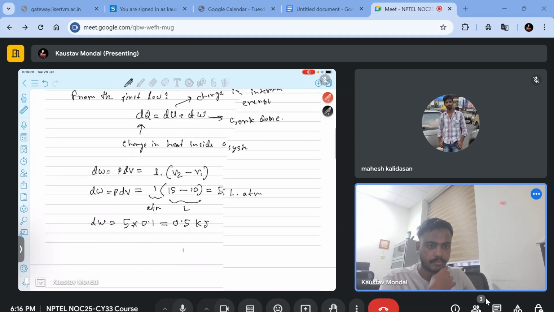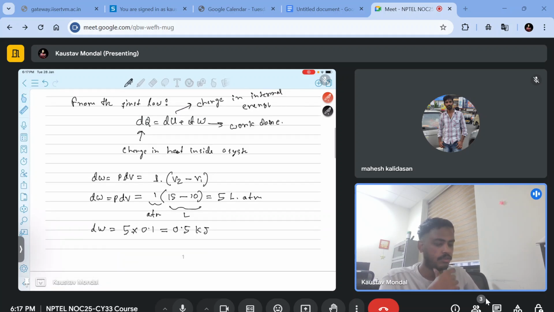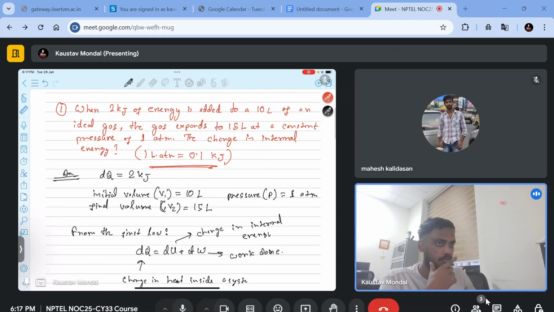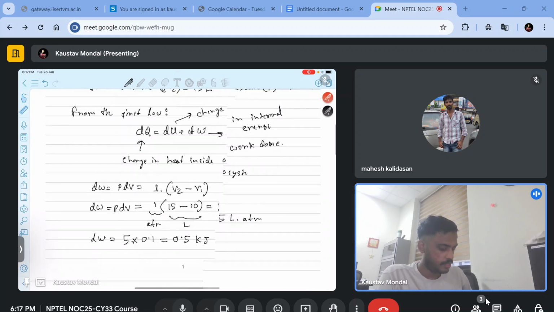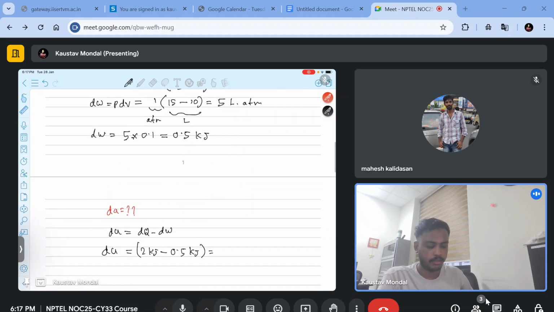Dw we have already calculated: it is the pressure into the change in volume, v2 minus v1. So that gives 5 liter atmosphere. Since we are calculating the energy, we have to convert the unit from liter atmosphere to kilojoule. In the question it's already given that 1 liter atmosphere is equal to 0.1 kilojoule. So we write 5 into 0.1, that gives us 0.5 kilojoule.